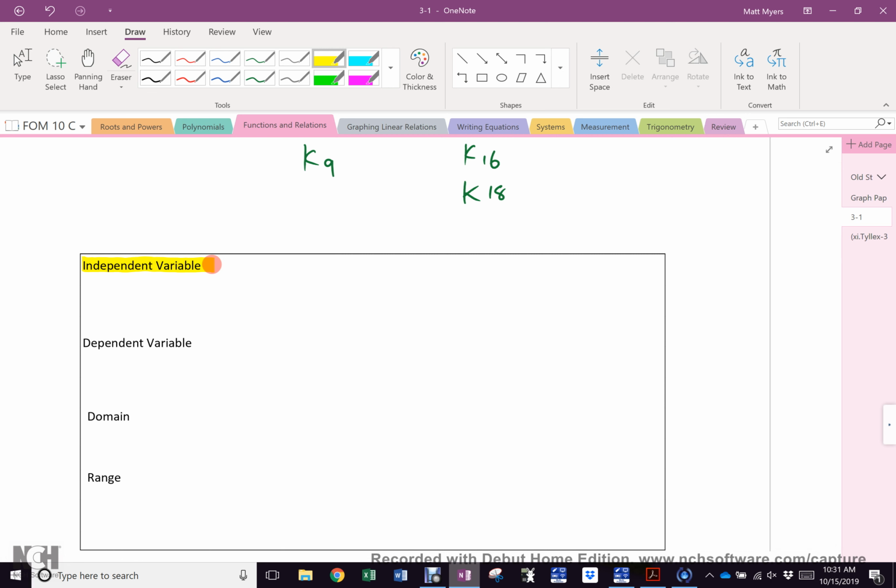Independent variable and dependent variable. What in English does the word independent mean? By itself. It is by itself, right? Needs no support, right? Dependent means you need something, right?